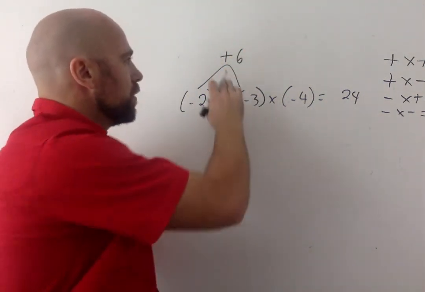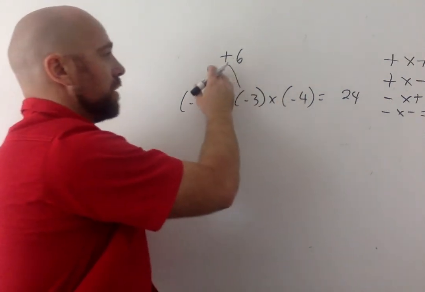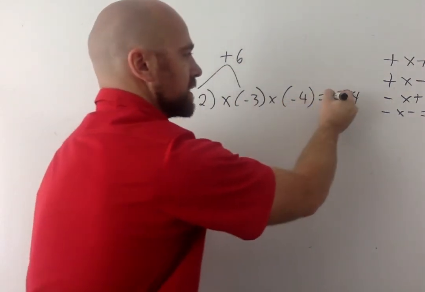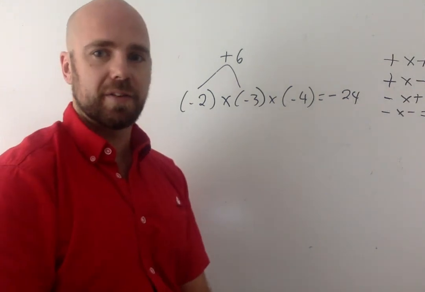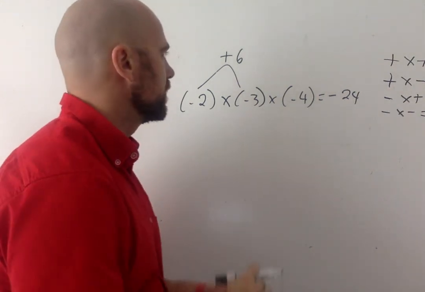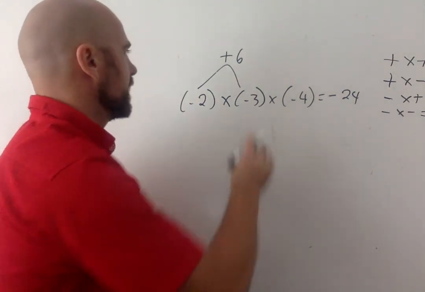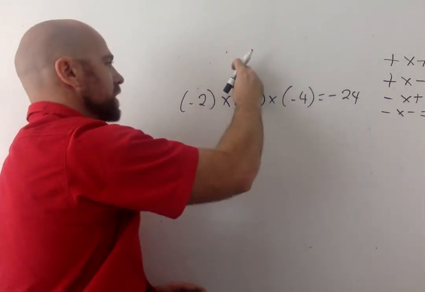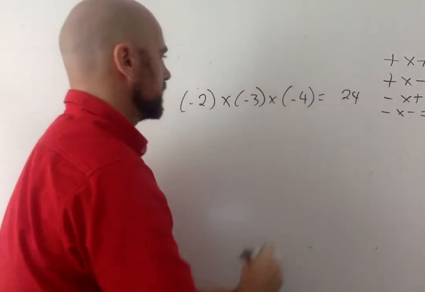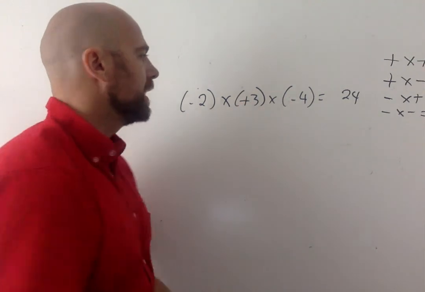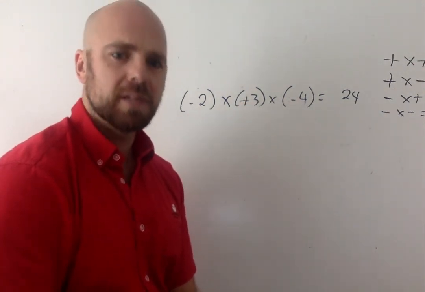Now I'm going to go positive 6 times negative 3. So I have a positive times a negative. That's going to give me a negative. So that one worked out so that I got a negative. Now let's change one of the symbols. Let's make this 3 a positive. Let's see what we get now.